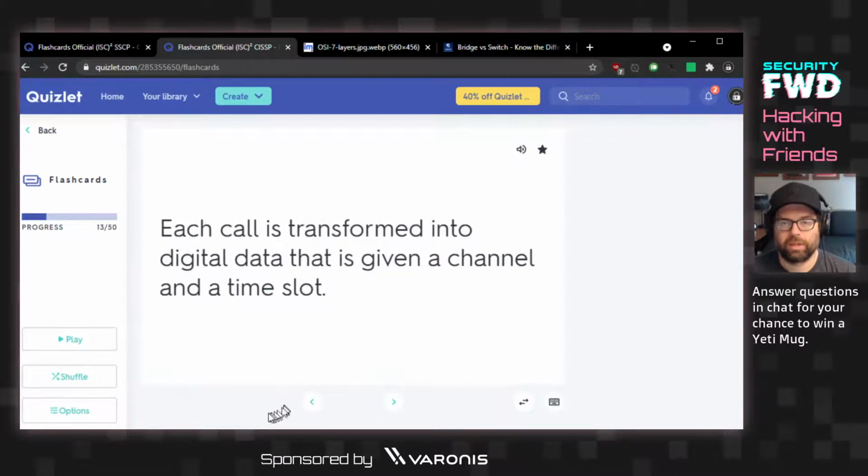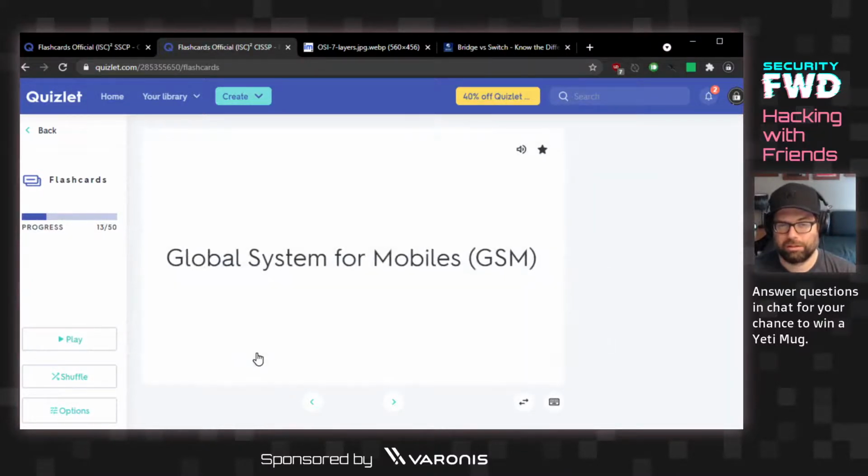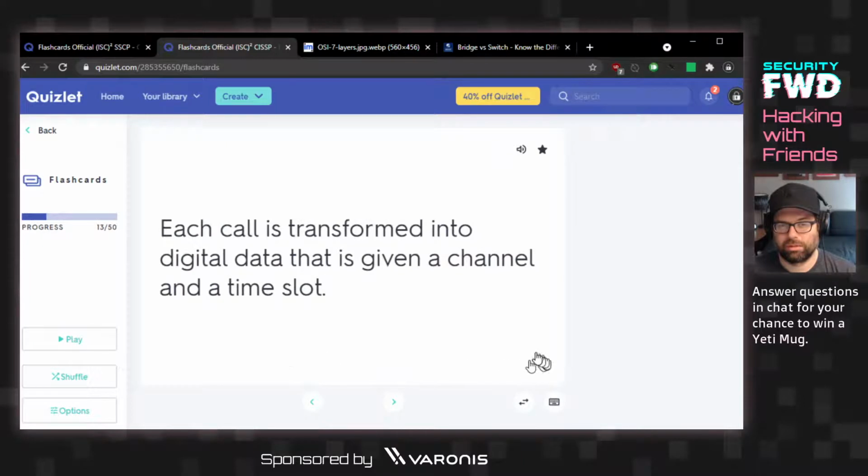All right. Each call is transformed into digital data that is given a channel and a time slot. I'm thinking this is like multiplexed global system for mobile. It's saying call, and I keep thinking this means like API call and not like, hey, pick up a phone and call your mom. And these are the different cellular protocols.